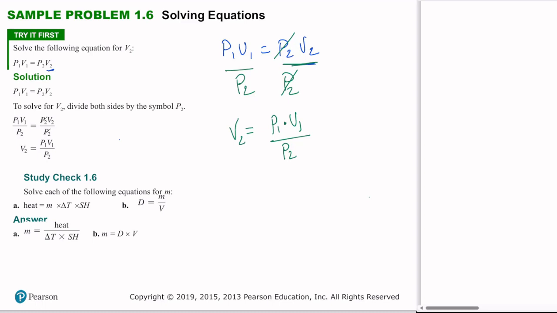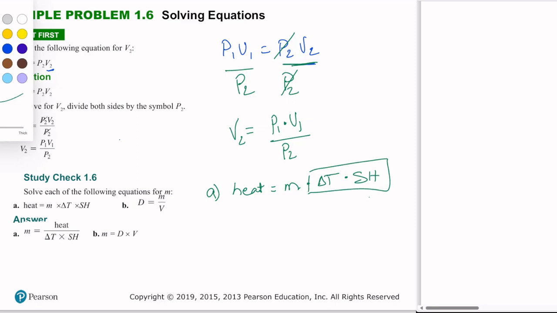Next, we're going to solve some equations for M. Our first equation is our equation for heat. Heat is equal to M, which is mass, times delta T, which is a change in temperature, times SH, which is heat capacity. We want to solve for mass here. So what do we need to do? We need to divide both sides of this equation by delta T times SH. So let me change colors.